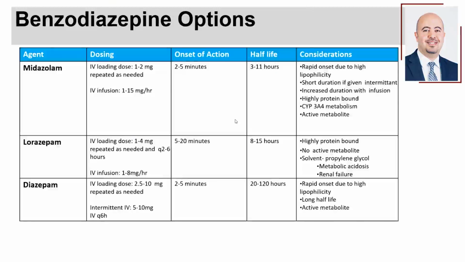Benzodiazepines, you are all familiar with them. It's the least favorite, but still sometimes used. Midazolam, which is Versed, and lorazepam, which is Ativan, can be used in drips or pushes. Diazepam is usually pushes. It's not commonly used in the ICU, honestly. Midazolam has a shorter half-life than lorazepam.